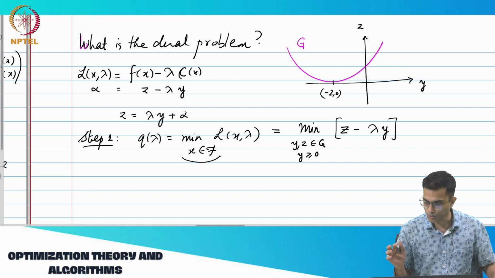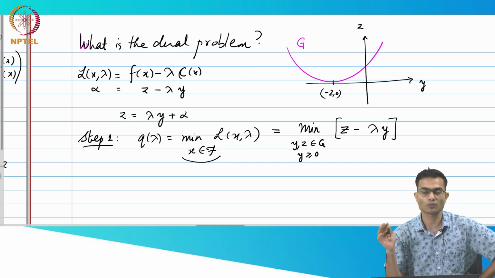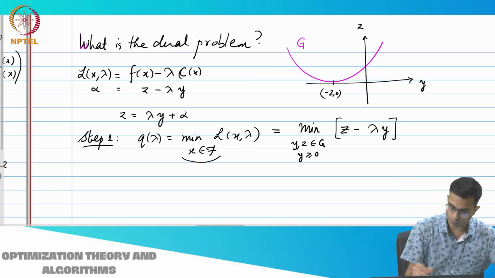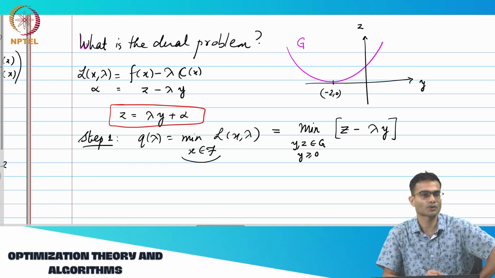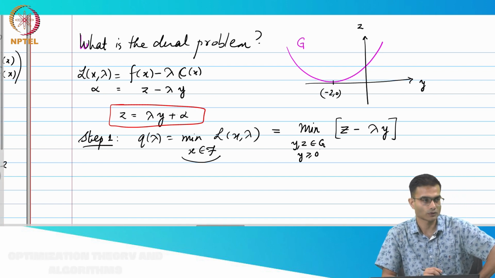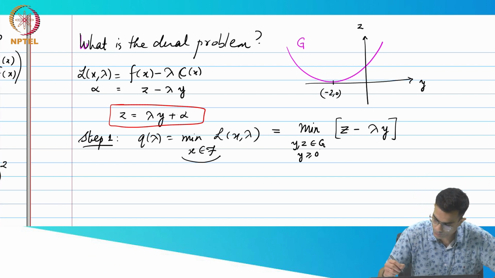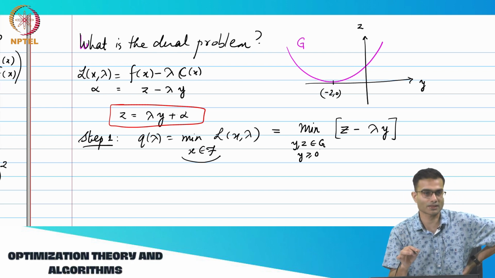Now z minus lambda y is what I want to reduce. Before talking about that, why don't we try to plot what this looks like? This is a line with slope what? Slope is lambda, intercept is alpha. So what would it look like? I have to be, let us say, on this G. Lambda is fixed.